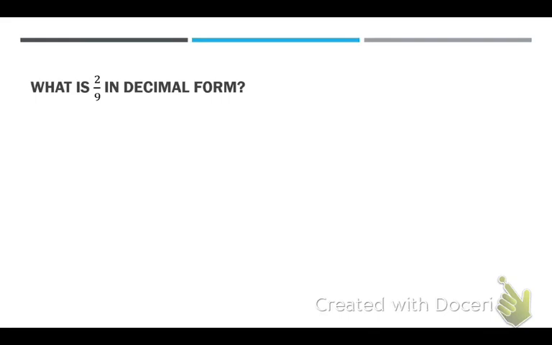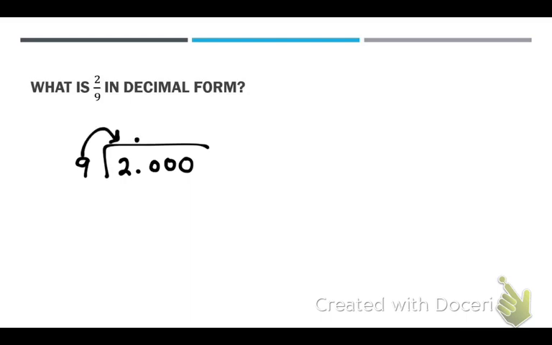We've got the same idea one more time. What is 2/9 as a decimal or in decimal form? Okay, how do I do this one? Divide. 2 divided by 9. Remember, just add as many zeros as you want. We like to do 3. I'm going to bring my decimal point up.